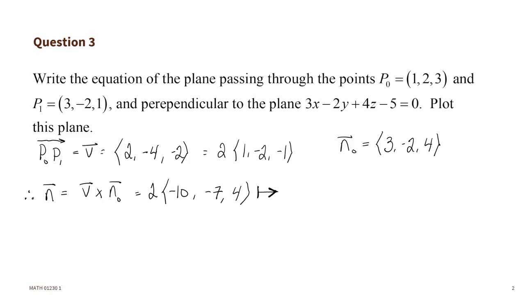I can just drop that 2, right? I can also flip the direction. I don't like all those negatives. That's just a personal preference. So I'll take the normal vector to be 10, 7, -4.